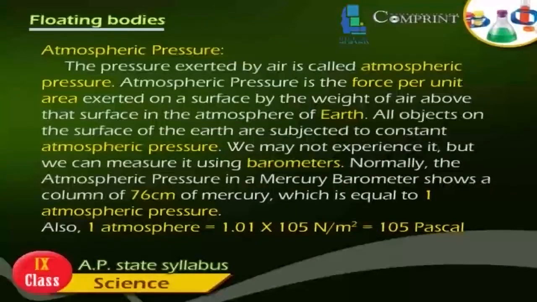Normally, the atmospheric pressure in a mercury barometer shows a column of 76 centimeters of mercury, which is equal to 1 atmospheric pressure. Also, 1 atmosphere is equal to 1.01 × 10^5 N/m², which is approximately 10^5 Pascal.